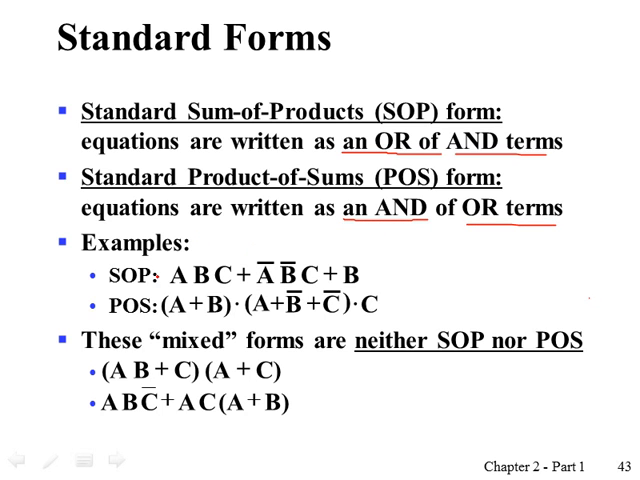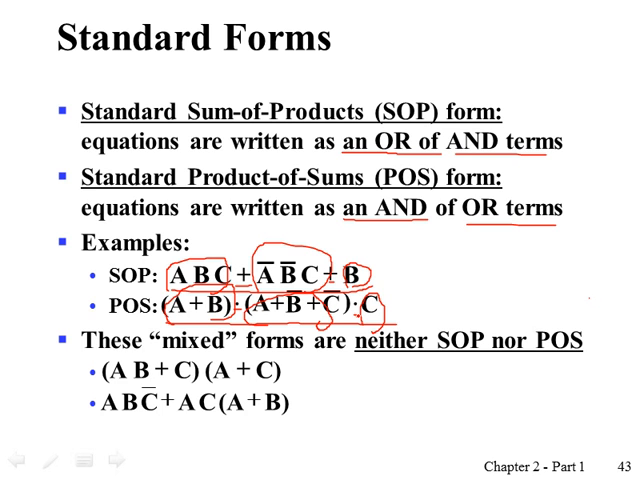So for example, this is a sum of products form because each term is an AND term, and all those terms are combined with the OR. So this is a sum of products form. And another one is a standard product of sums form because each term is in sum form, and those are combined with the product, which is AND of the terms.